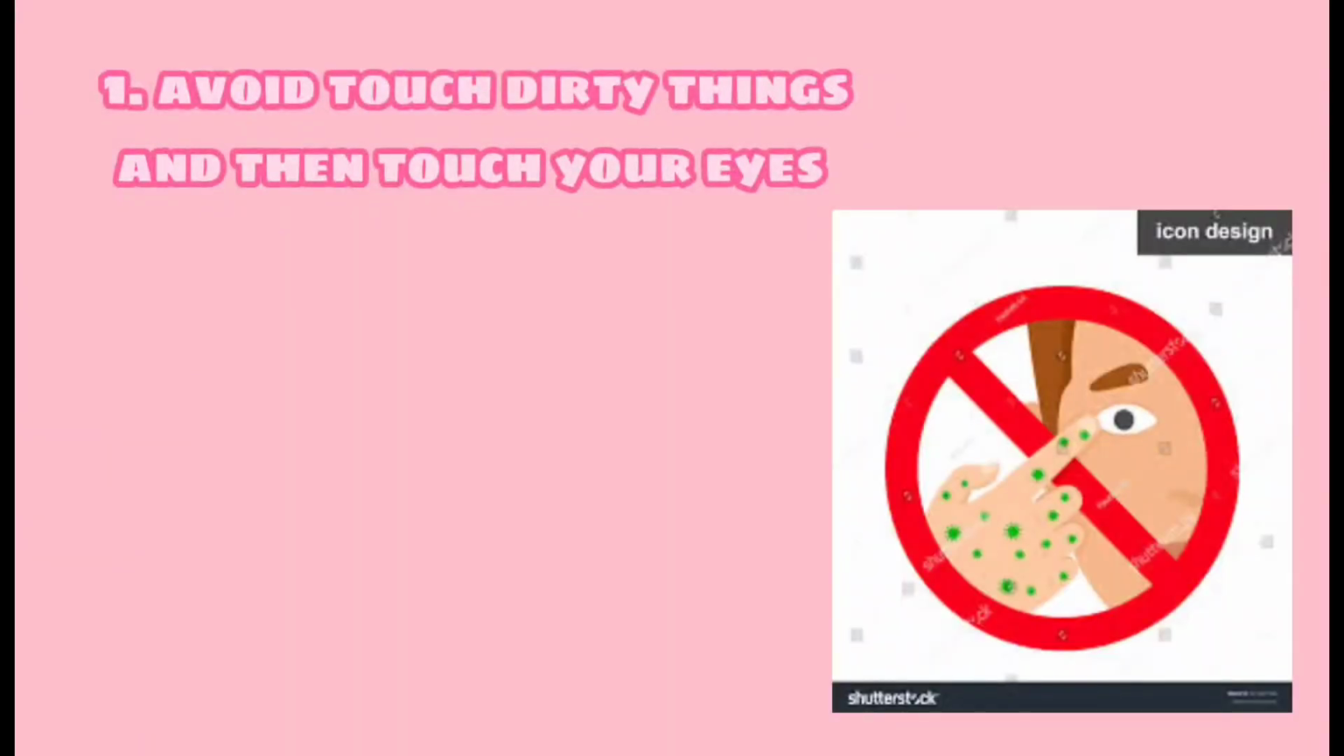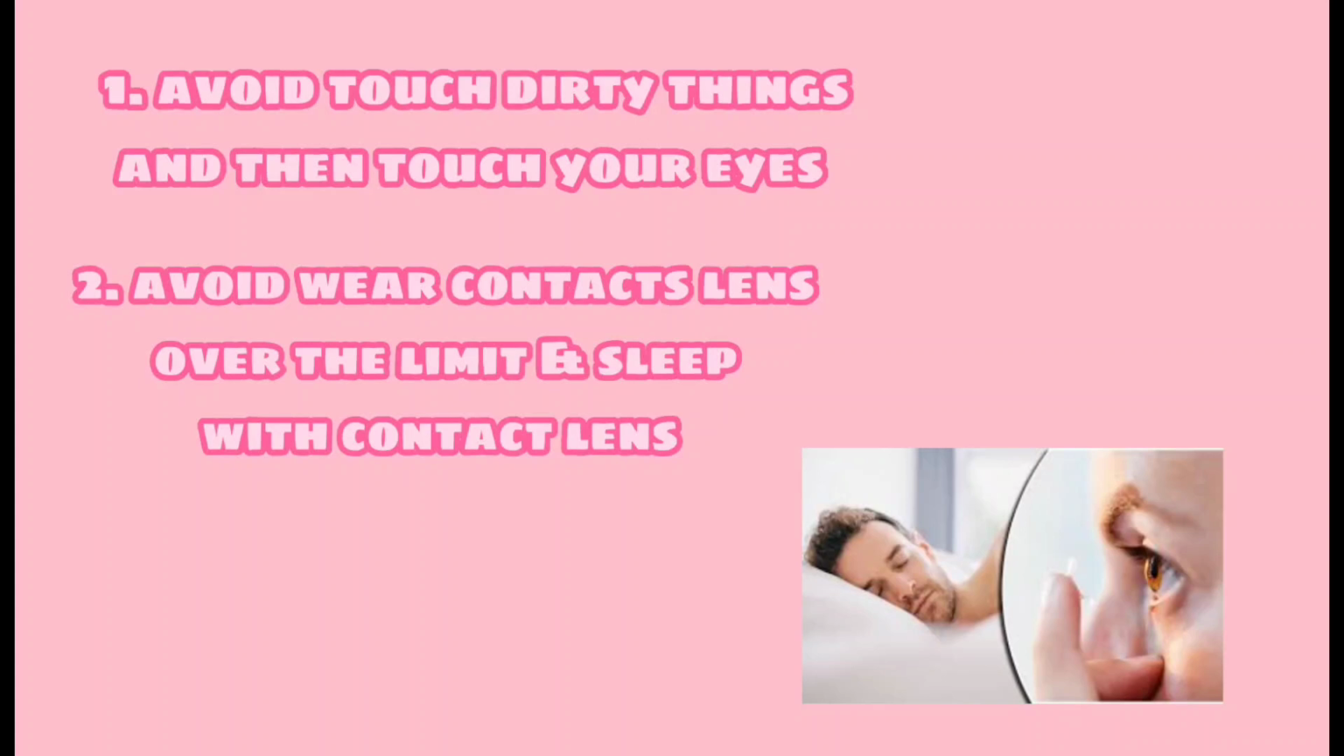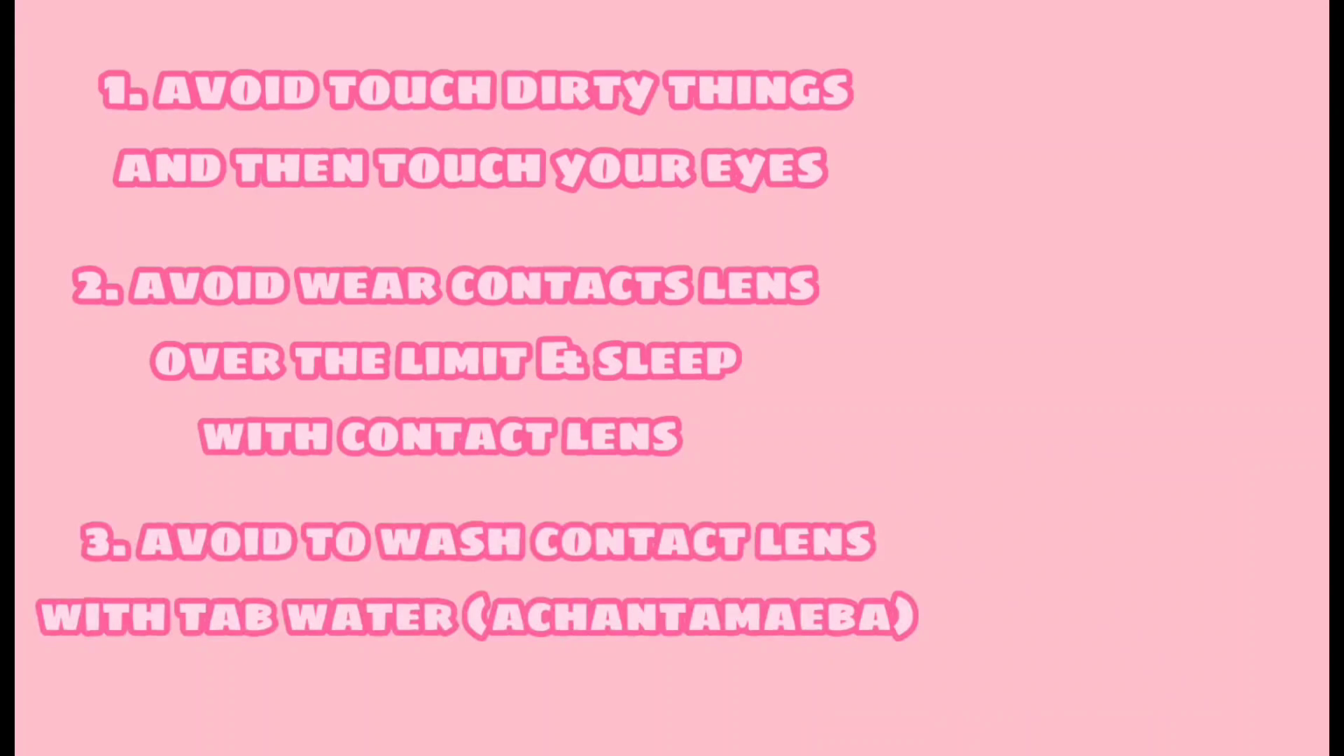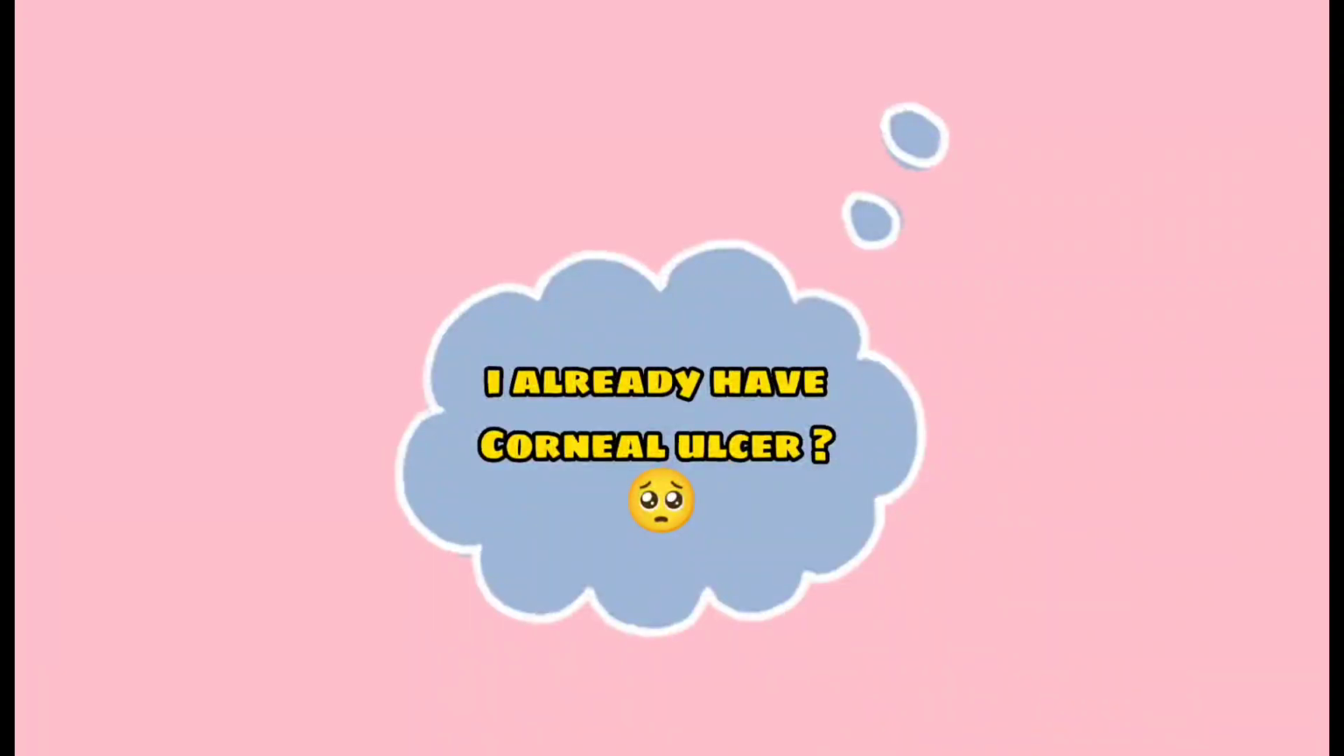So how do we avoid or break the chains of infection? First, avoid touching dirty things and then touching your eyes. Second, avoid wearing contact lenses beyond the time limit and sleeping with contact lenses. And then avoid washing your contact lenses with tap water, which can cause Acanthamoeba infection. These three are the main causes of why corneal ulcer can occur. So, if you already have a corneal ulcer, what can you do? Now, let's go to Brother Hilman to explain how to treat the corneal ulcer.